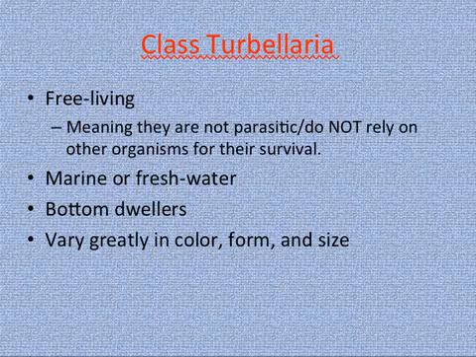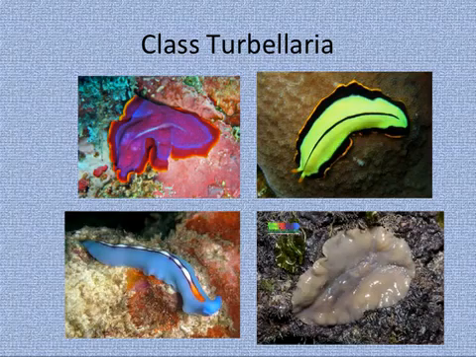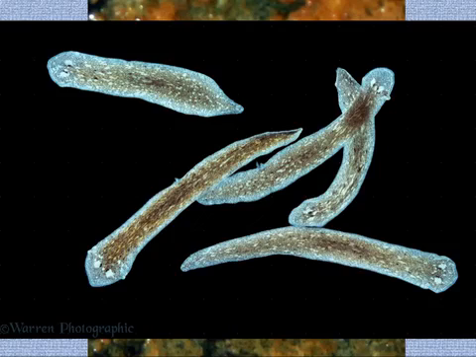They vary greatly in color, form, and size, and you can see that from this collection of pictures. Some can be very brightly colored, but others are more drab. There's another close-up of a turbellarian, or a free-living flatworm.